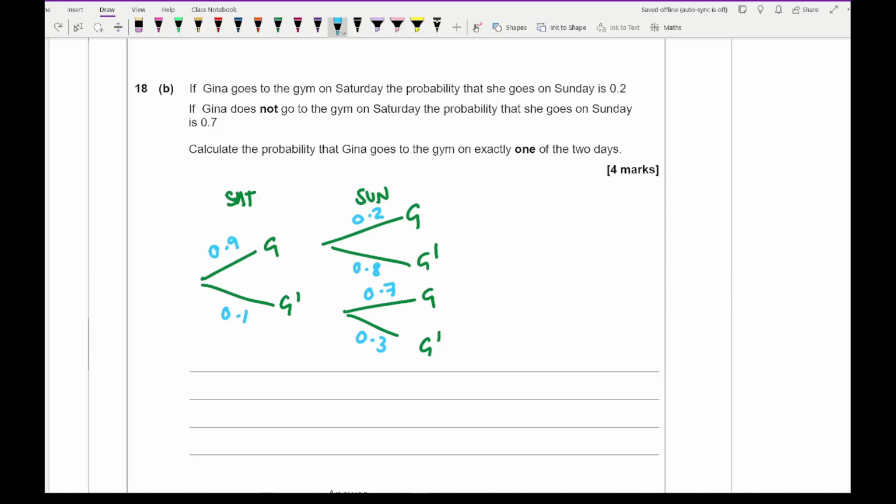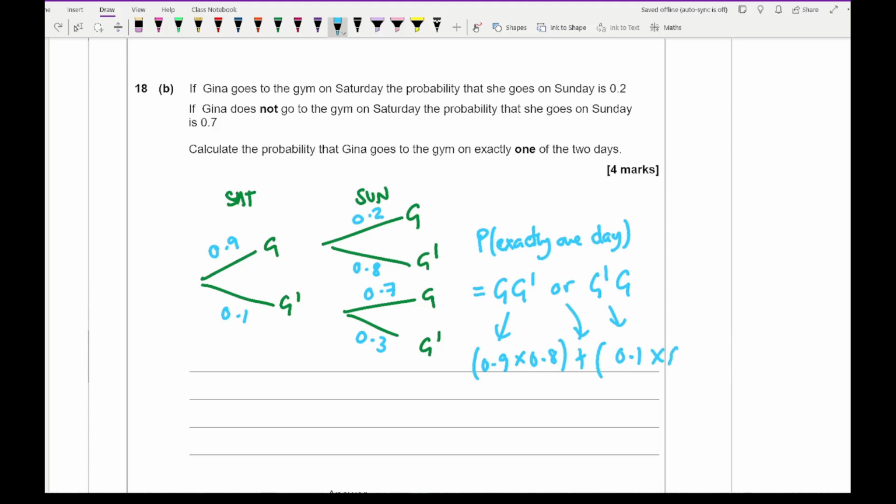Now what this question is asking, the probability of exactly one day, is going to be either G and not G, or not G and G. So this is going to be 0.9 times 0.8, plus, because that's what or means, 0.1 times 0.7. So working this out, I get 0.72 plus 0.07, giving me an answer of 0.79.